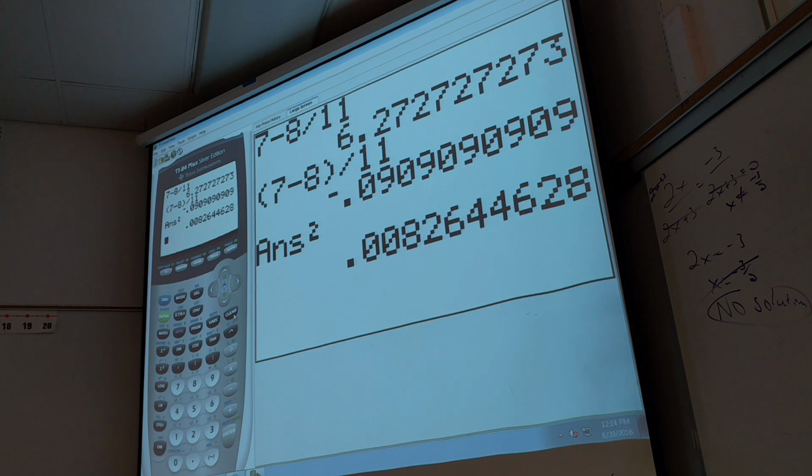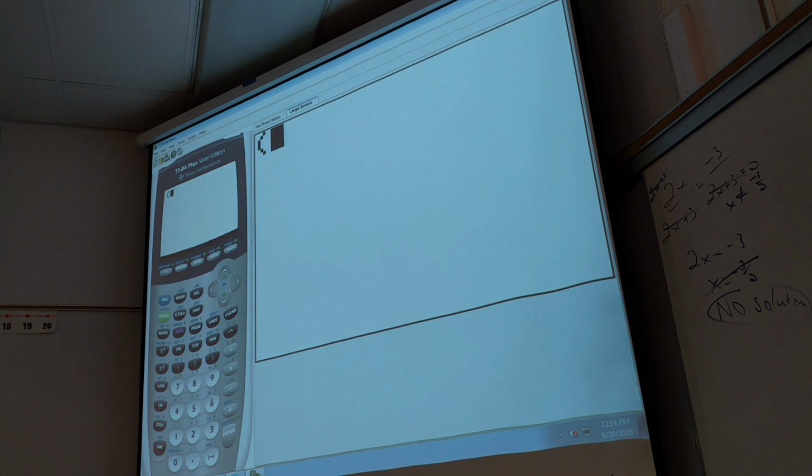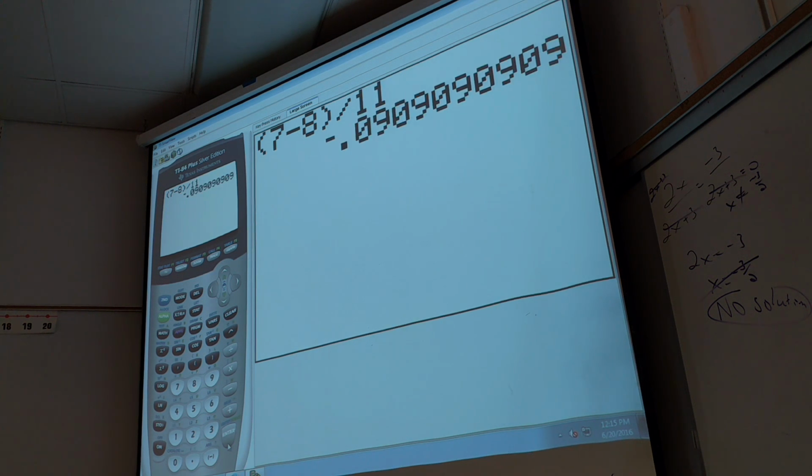How'd you do that? So let me do it. I'm sorry, let me start over. Let me just start from the beginning. 7 minus 8 divided by 11. Let's all start there again. So we all have that number sitting there. Now that number is in memory. A and S is how you access that memory. That little A and S button right here. See it right there?